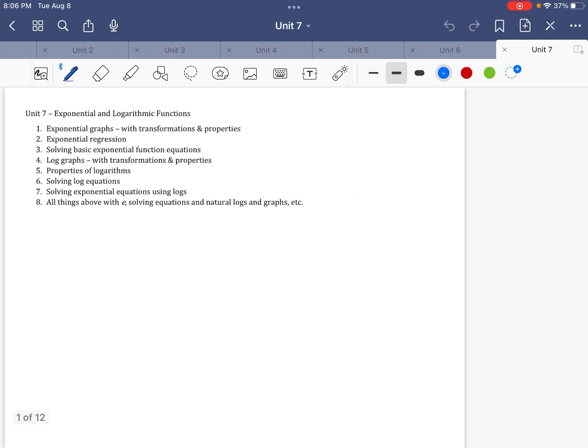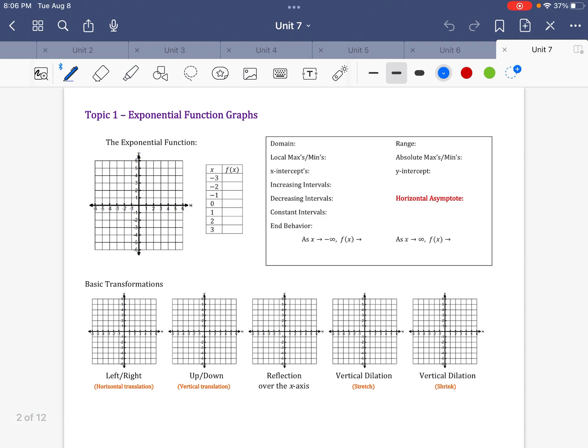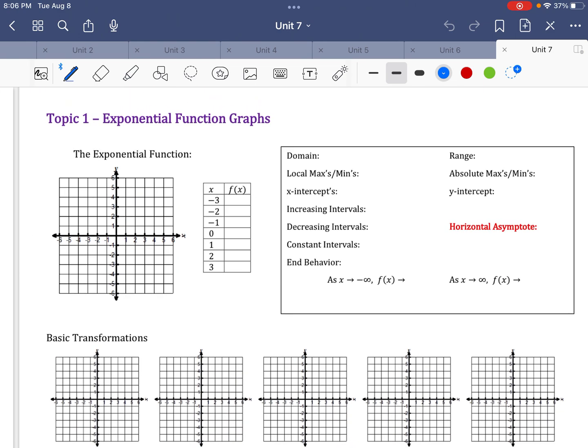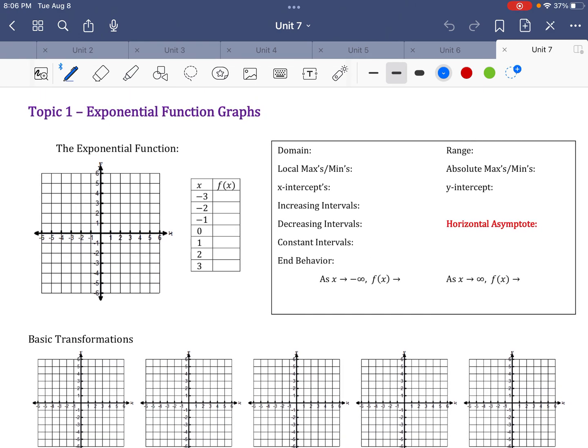Okay, so here we are with Unit 7. We're going to do graphs of exponential functions. With an exponential function, there are two types you're going to need to know, and that would be growth or decay.